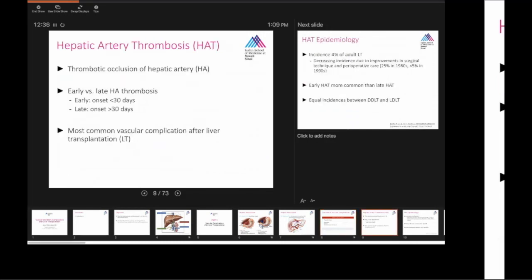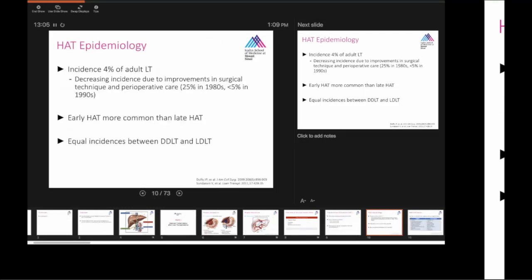Probably the vascular complication that we should all be aware of is hepatic artery thrombosis. It's the most common vascular complication after liver transplantation. Essentially, it's a clot that forms within the hepatic artery. We make a distinction between hepatic artery thrombosis, or HAT, that occurs within 30 days, which is called early, and those that occur after that, which is called late. The reason for that is because the clinical course and the presentation vary between the two.